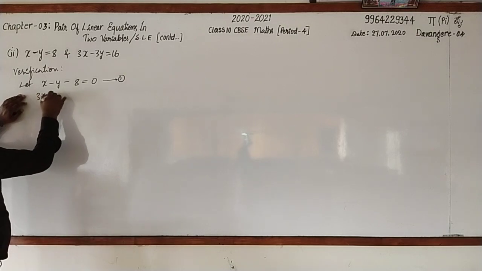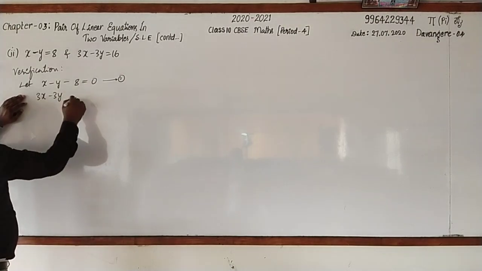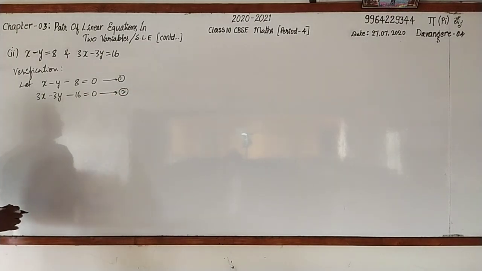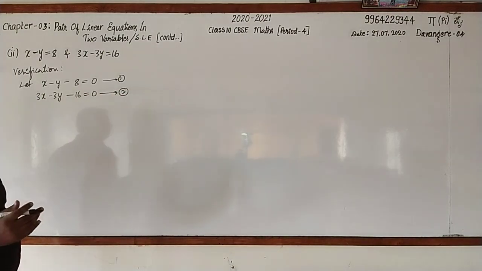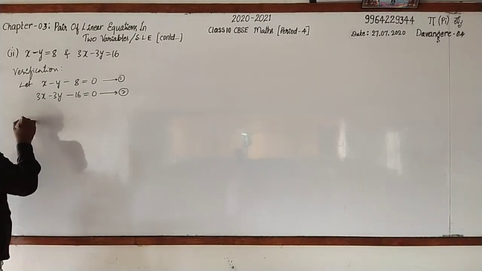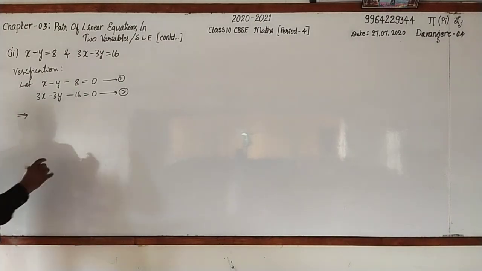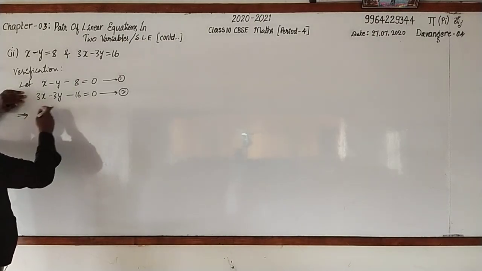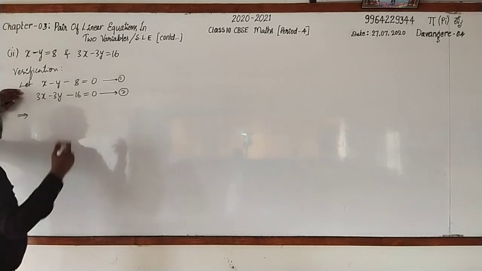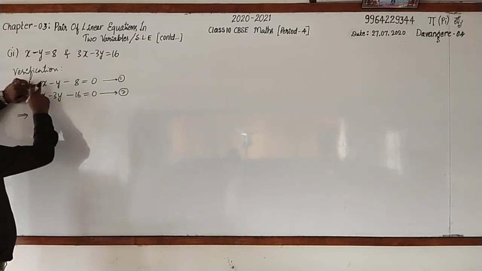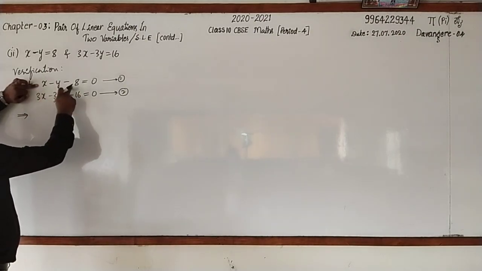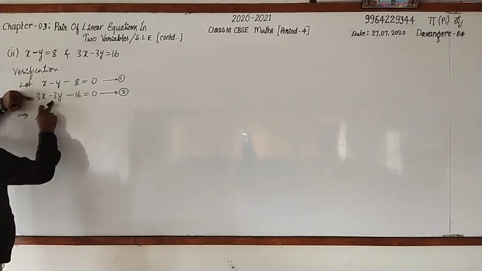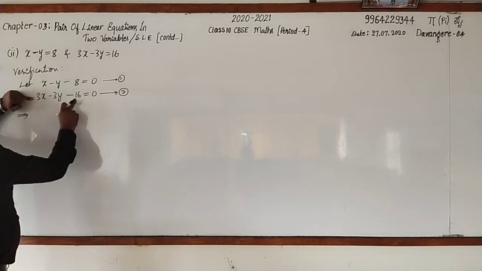Next, 3x minus 3y, transfer 16 to the left hand side: 3x minus 3y minus 16 is equal to 0. Call it equation 2. Now we will go for finding all the three ratios. If you want, you can write first the A1, A2, B1, B2 and C1, C2 values. What is A1? 1. B1, minus 1. C1, minus 8. Here, A2, 3. B2, minus 3. And C2, minus 16.